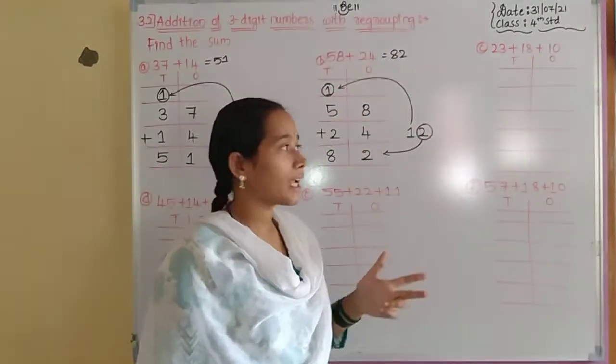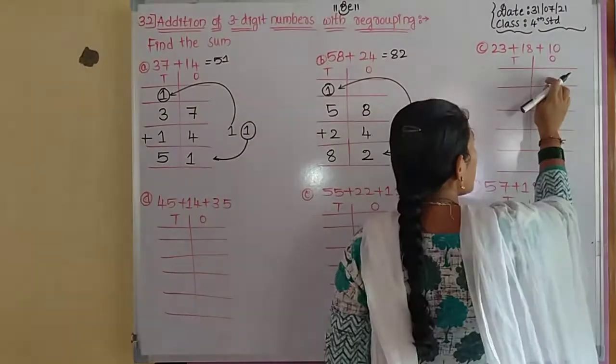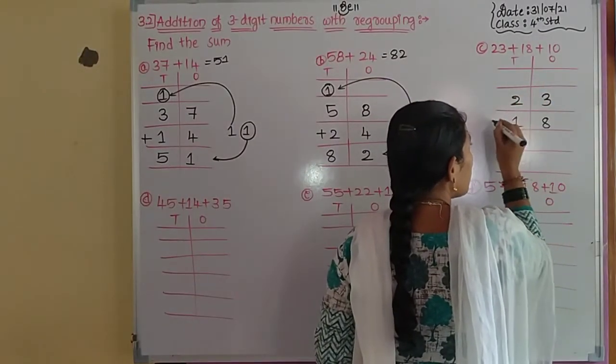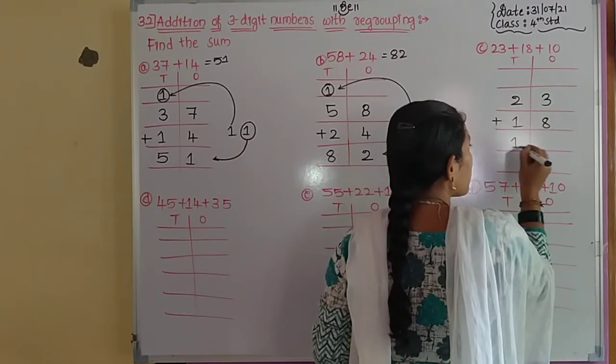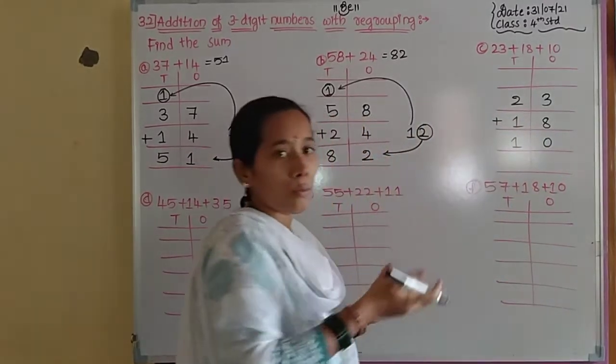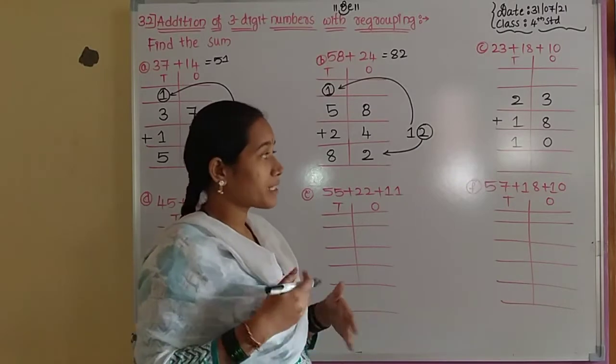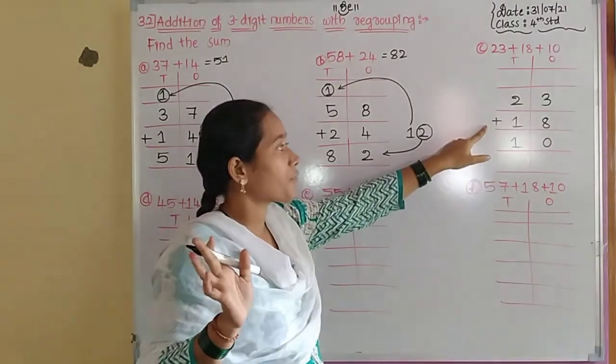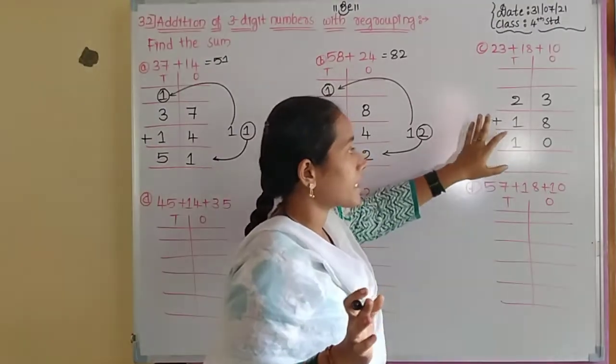23, 18, 10. So this is for the carrying. Here write 23 plus 18, addition symbol, plus 10. Don't add two more plus symbols here, only one is sufficient for that. 23 plus 18 plus 10.